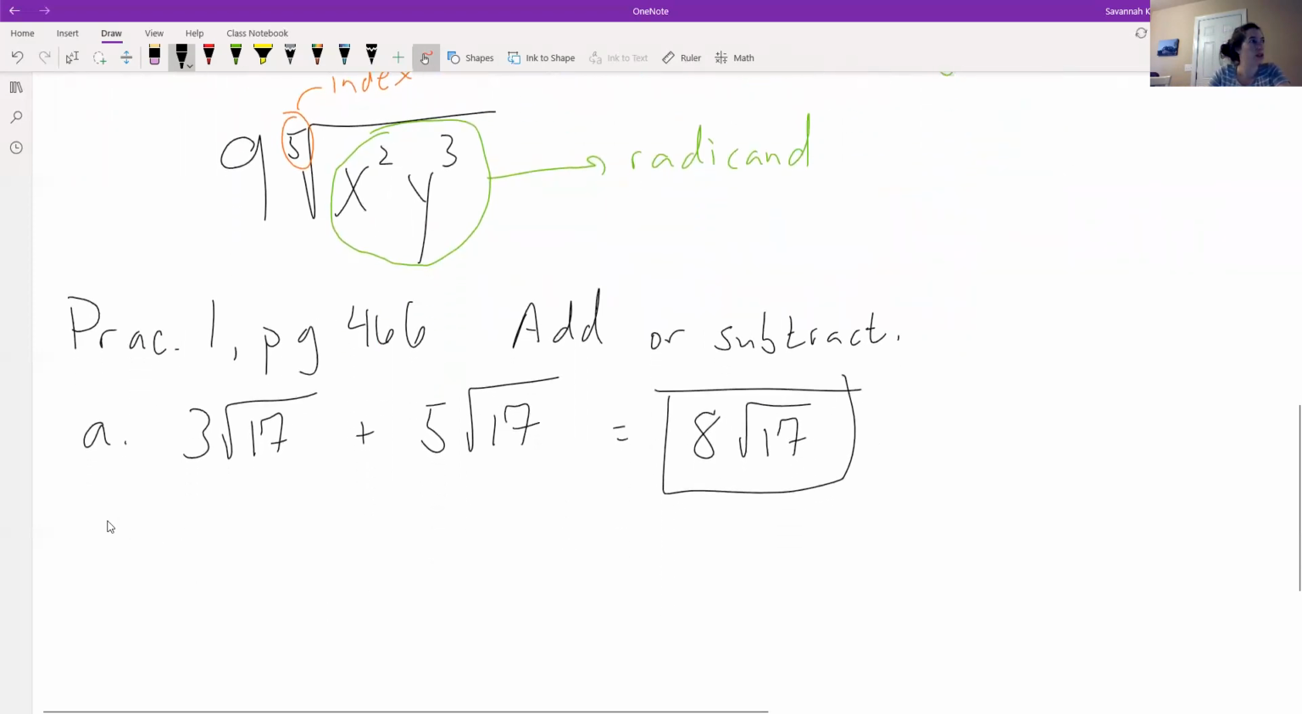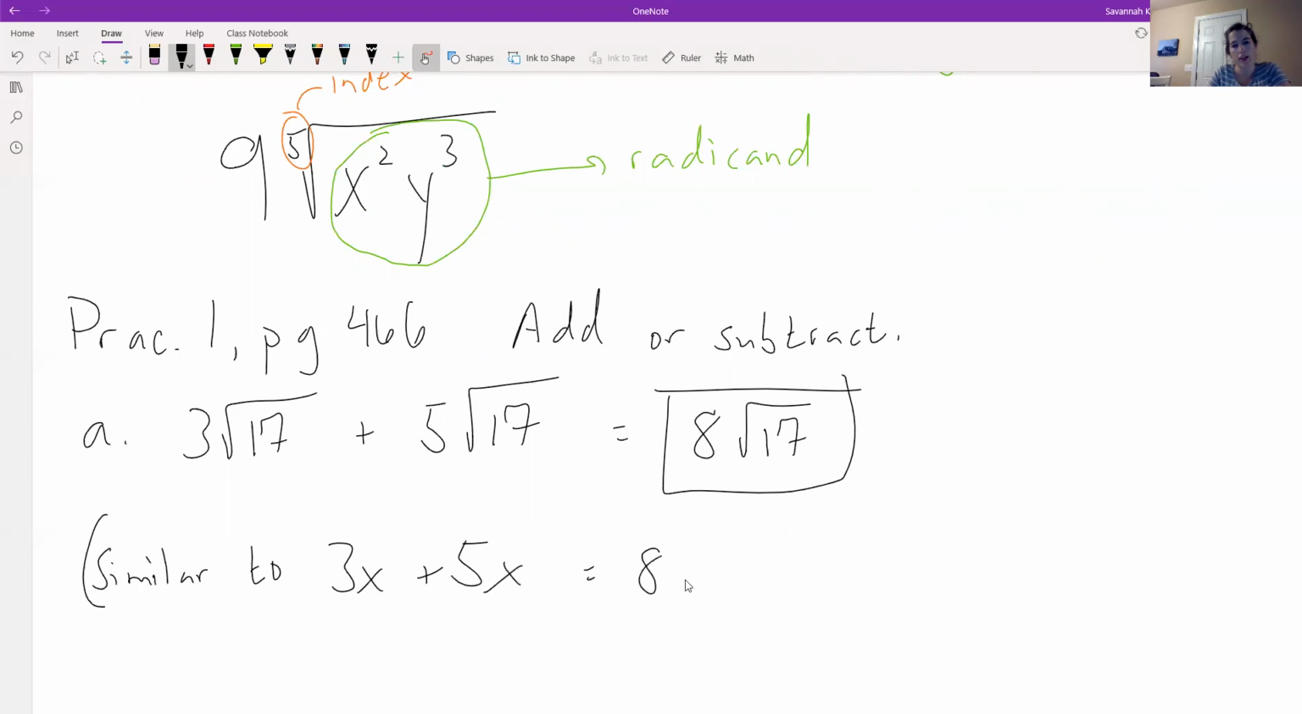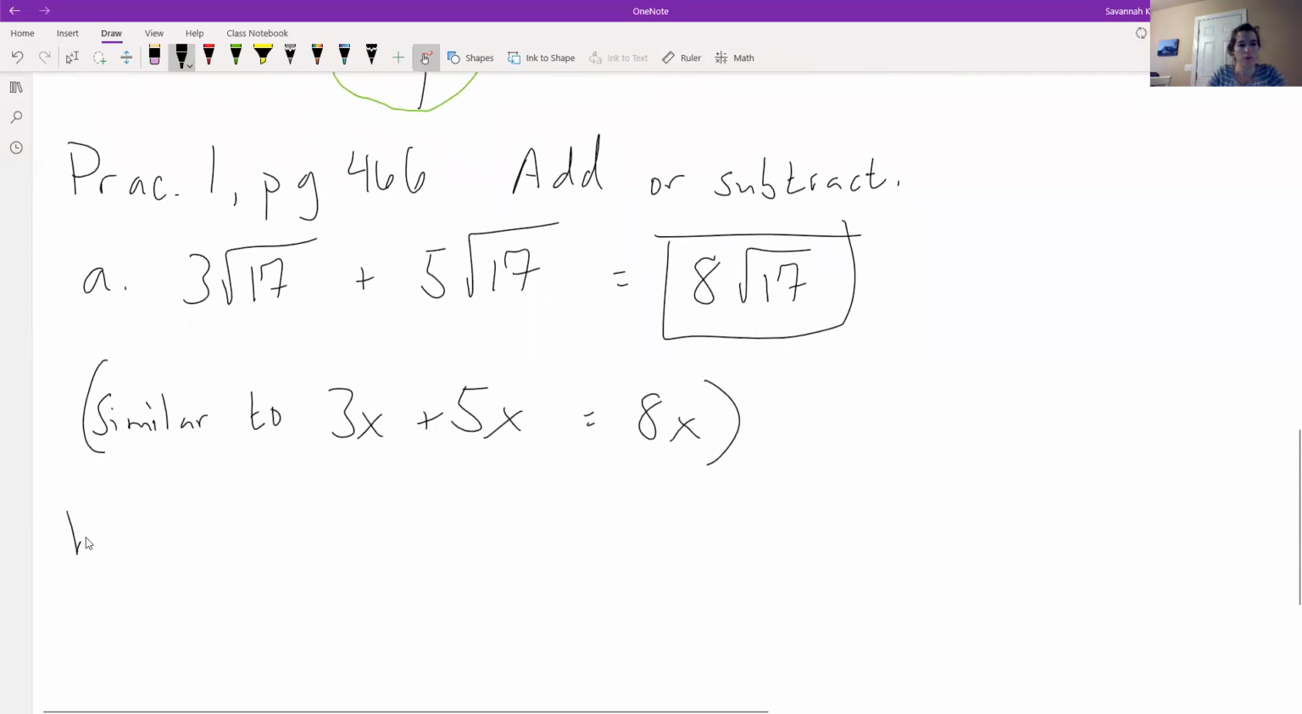It is very similar to if we had 3x plus 5x, we added it together and got 8x. So the radicals, the root parts of it, just ride right along. We don't change them at all.